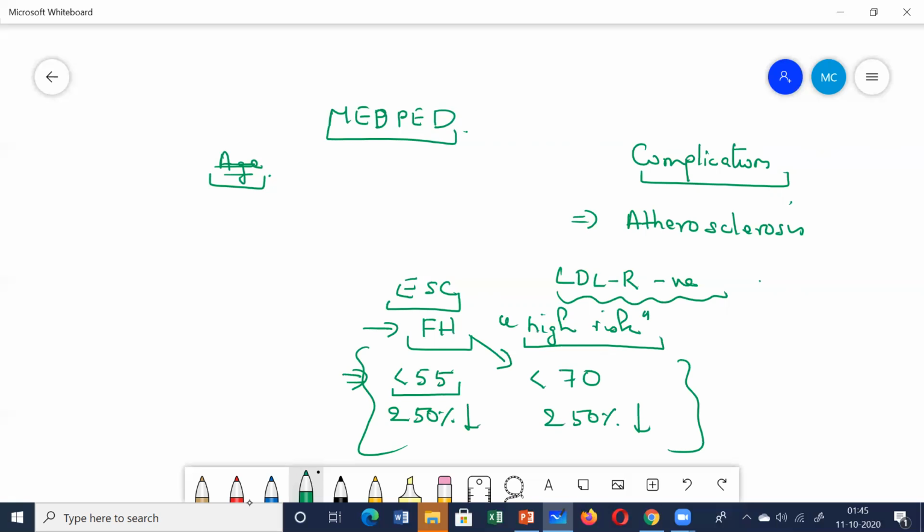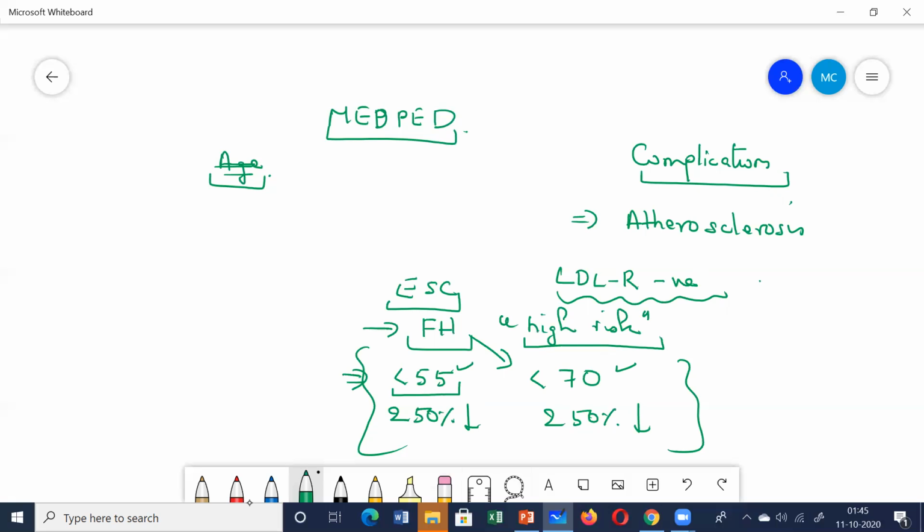Okay, in combination, you can also go for lipoprotein apheresis, which is often needed in these patients. And if you do the proper therapy in these patients and achieve these goals, then the risk of CHD can be decreased by nearly 80%.